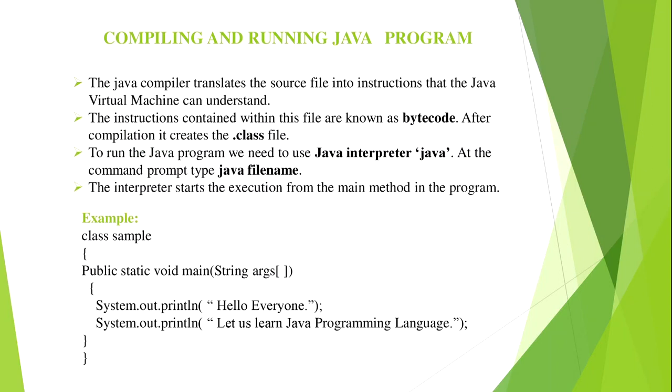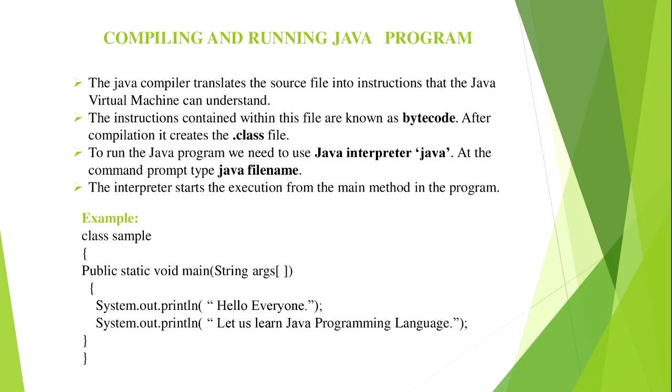The next point is compiling and running a Java program, which means how to compile and run a Java program. In the Java programming language, to type the source code you require an editor. You can use TextPad, JCreator, Notepad, or any text editor to type the Java source code.